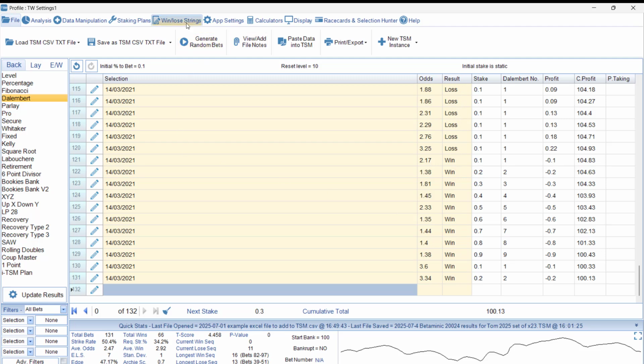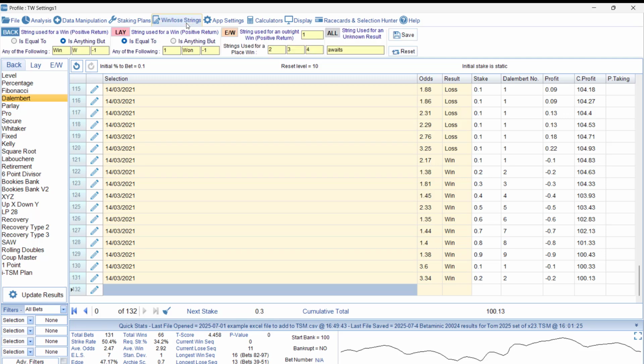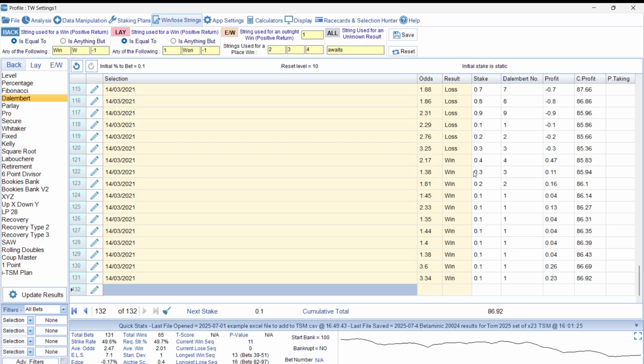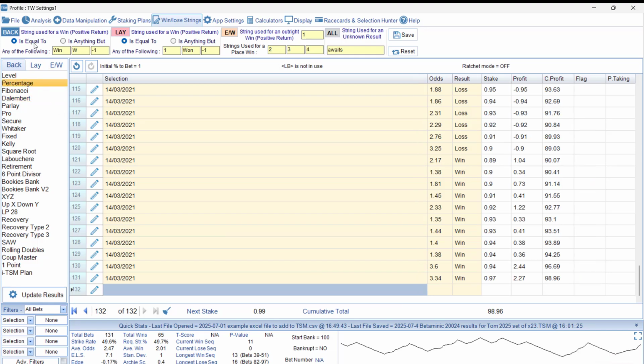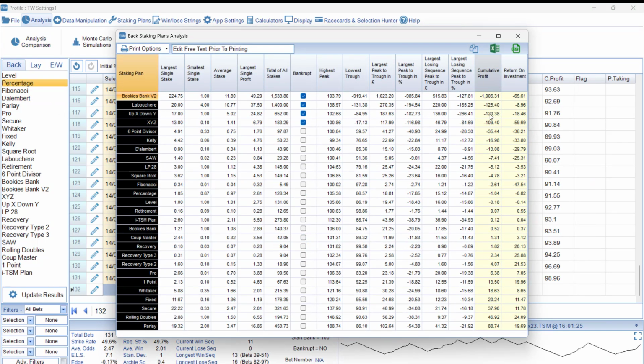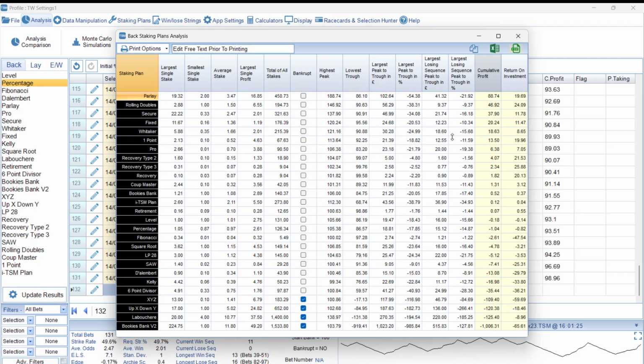And we need to tell TSM what my win-lose strings are. So in this case, the text used for a win is win. So I just tell it is equal to win and click save. And now, anytime it sees win in this column, it will treat it as a win. And so with this data, we can now start to do our analysis and find out what the best staking plan for it was. So very simple.